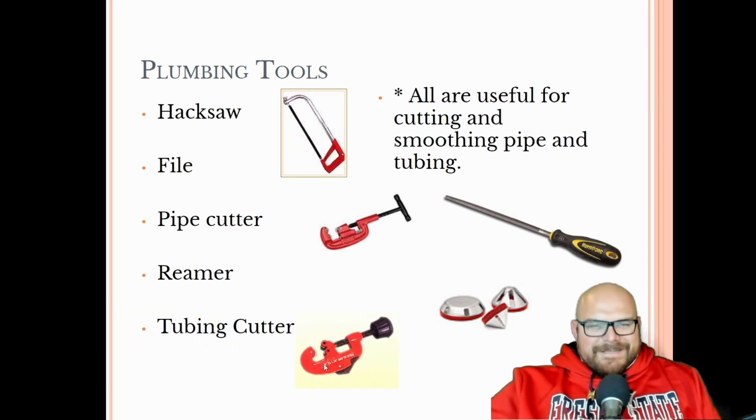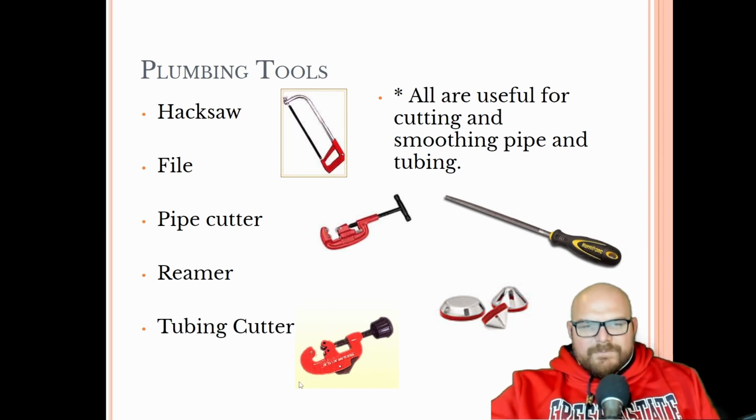And then we also have a tubing cutter. This is very similar to the pipe cutter in the way that it works and operates, but this is for smaller pipe. We predominantly use this for our copper pipe, where we use this pipe cutter for our steel pipe. But they work in pretty much the same way. This is just for a heavier gauge material, and this is for a lighter gauge material.